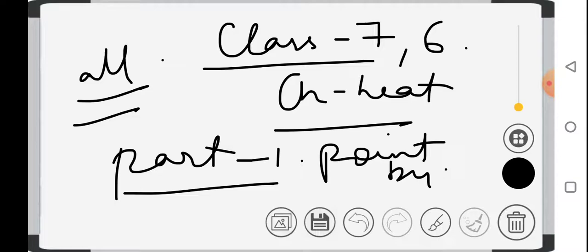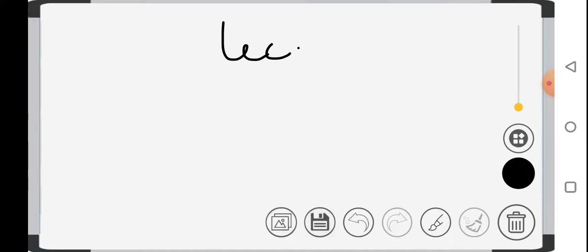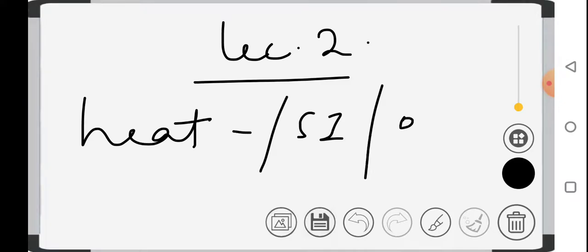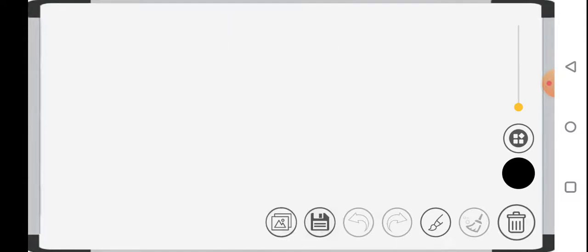Now today is lecture number 2. In lecture 2, I have already told you about the concept of what is heat, its SI unit, other units of heat, and the relation between calories and joule. Now today in lecture 2 we are going to continue with the next topic which is given in your book, that is your sources of heat.